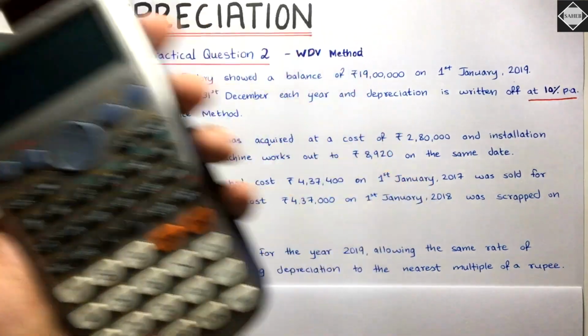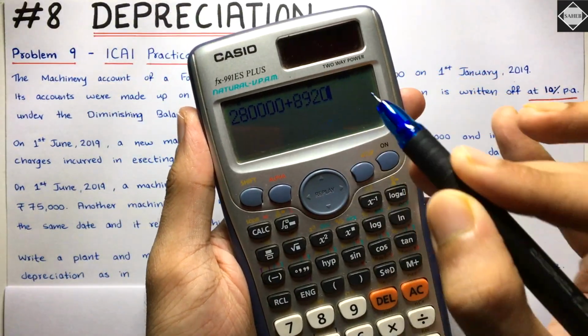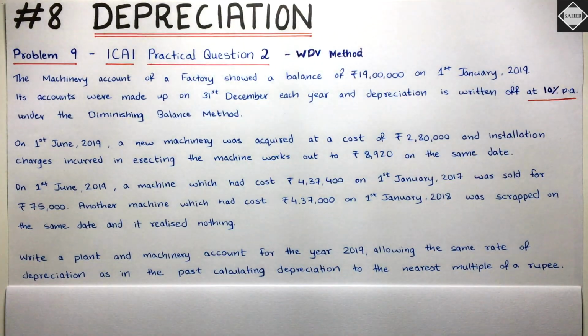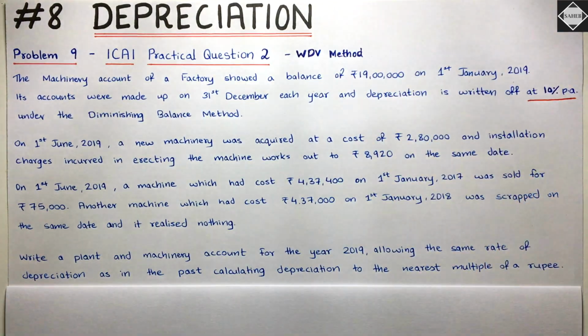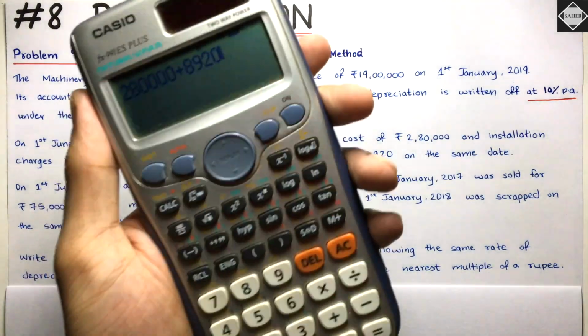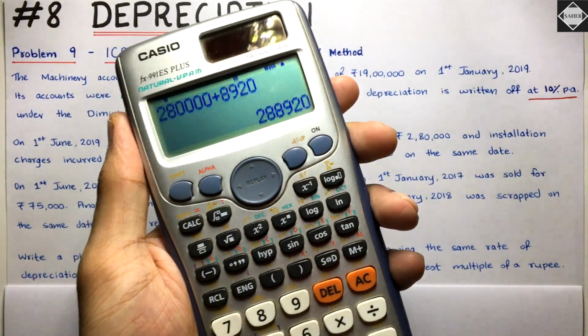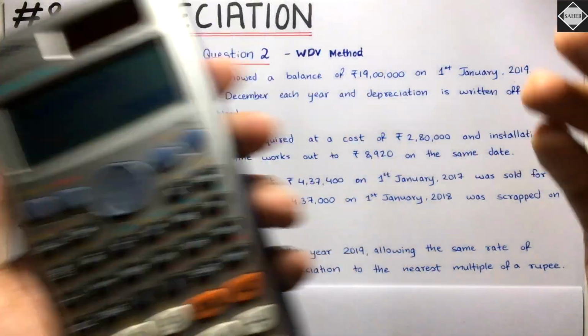Because the 8,920 was incurred to make the machine available to use, isn't it? So whatever expenses you incur before the asset is made available to use, all that is capitalized. It is directly connected. Is that clear? So 2,80,000 plus 8,920 is equal to 2,88,920. Fine. So this will be the cost of the new machine.